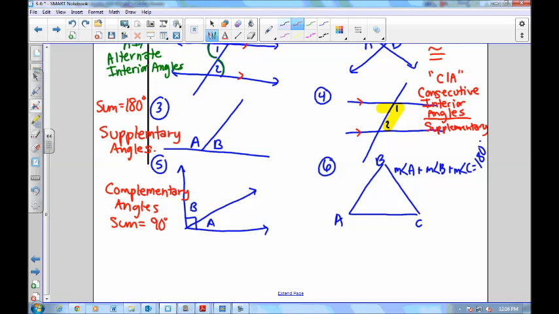Okay, and the last one, Annabelle. I have written here a triangle, and then I have measure of angle A plus measure of angle B plus measure of angle C equals 180. This isn't an angle, well, it is an angle relationship. It's actually a theorem that we've learned about angles of a triangle.